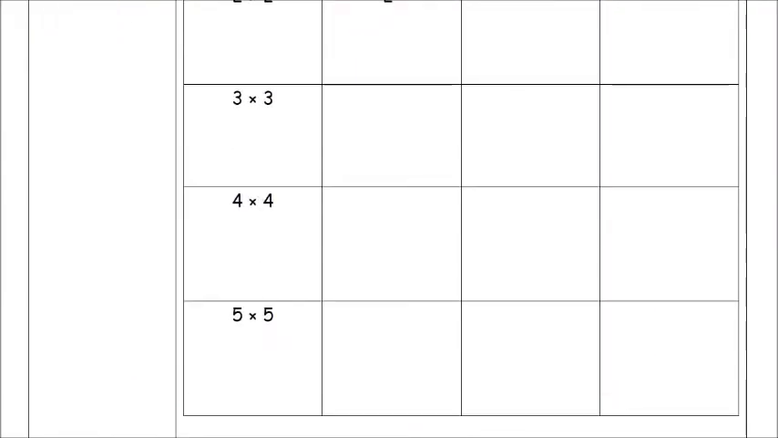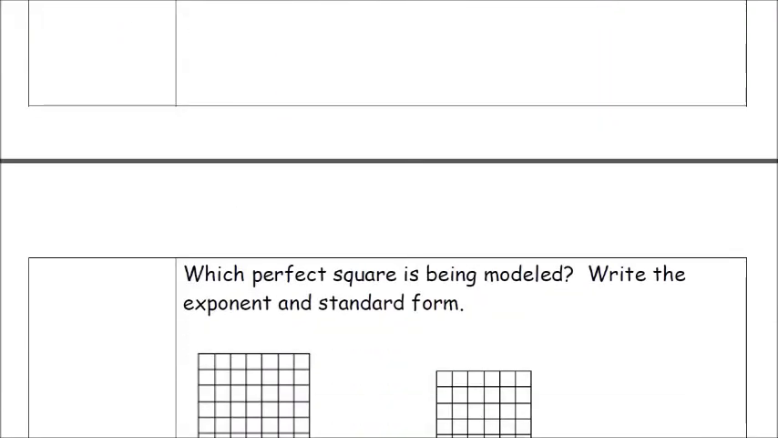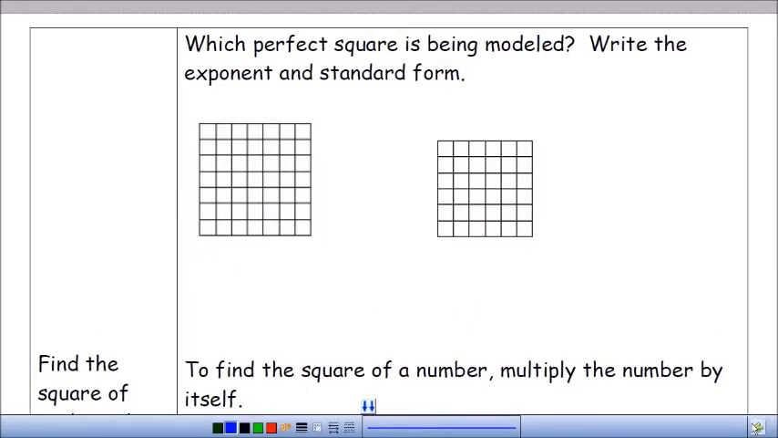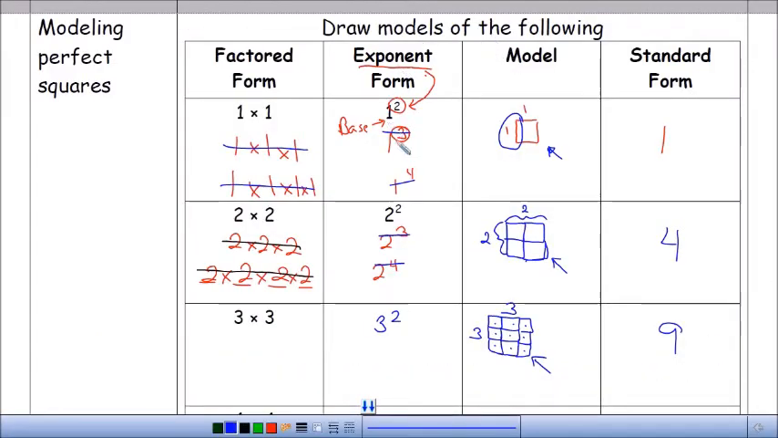Okay, so I'm going to go ahead and let you figure out the rest of them, the 4s and the 5s. Now go ahead and turn the page to the next page, and it says, which perfect square is being modeled? Write the exponent and standard form. Okay, so if we go back and look at the exponent form, the exponent form is the one that has the exponent on it.